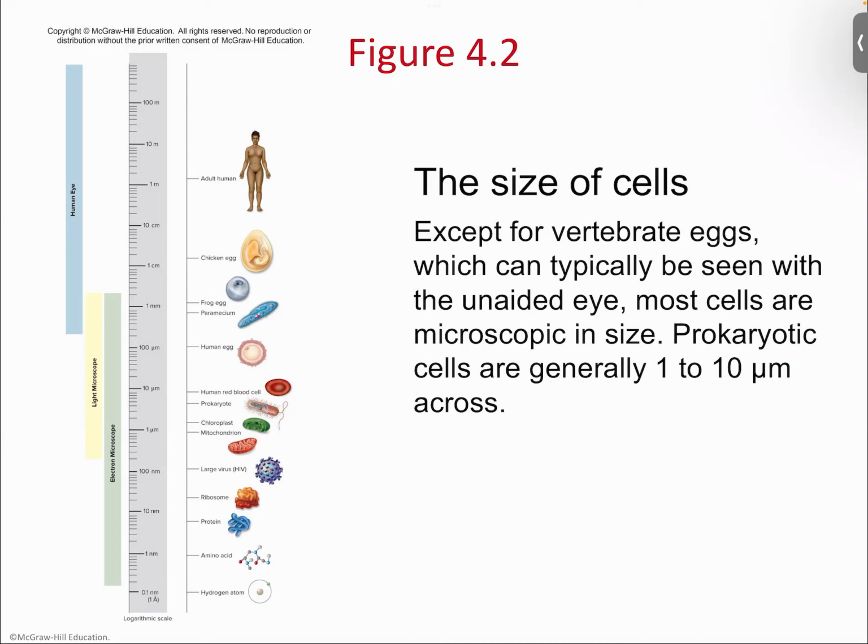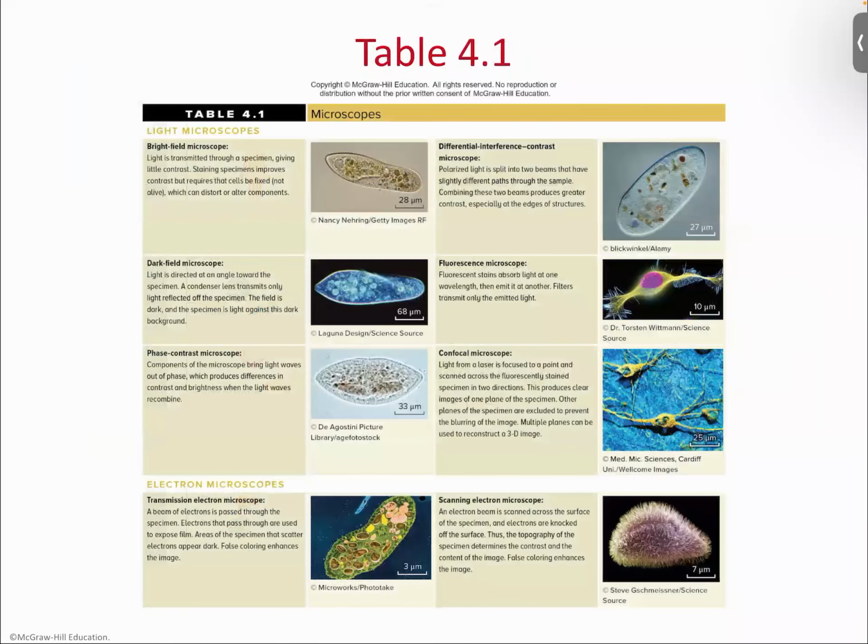So notice you get down here to the protein, the amino acid level, hydrogen atom, and you're kind of beyond. That's where quantum mechanics sort of kicks in. You just change the rules of the universe on yourself right there. But this is what the different types of microscopy look like.